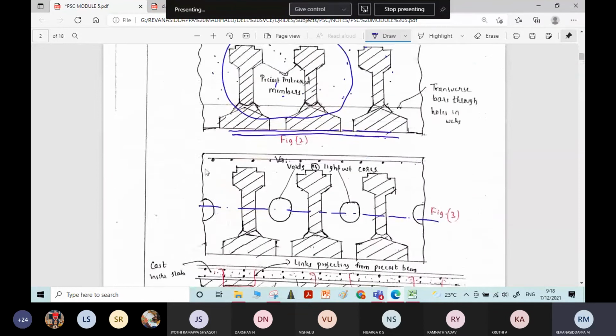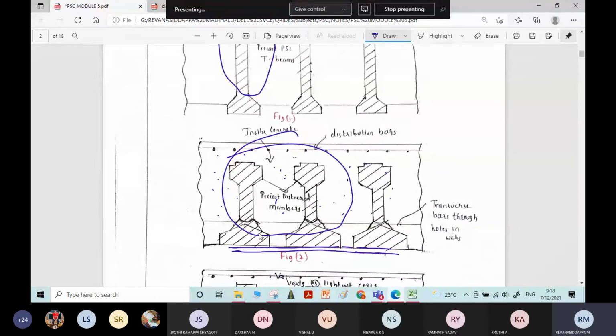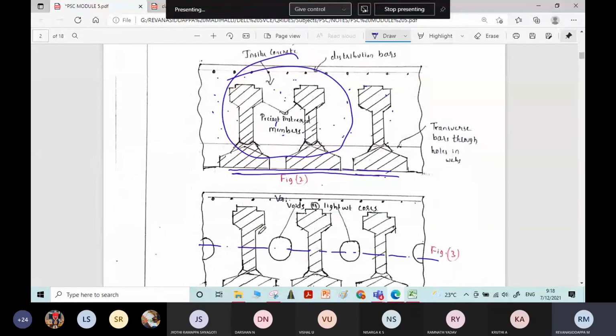In case of propped construction, the precast elements will be given some temporary support with the help of some structural elements. After that, the cast in situ concrete will be placed, and when it attains sufficient strength, this support will be removed so that the composite section will act as a whole. It will act as a monolithic element. That is called propped construction.